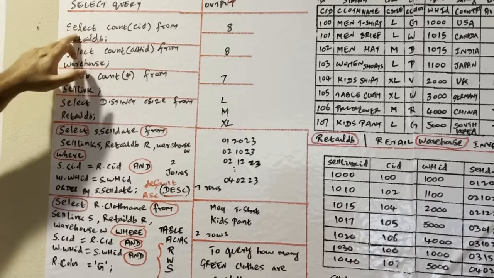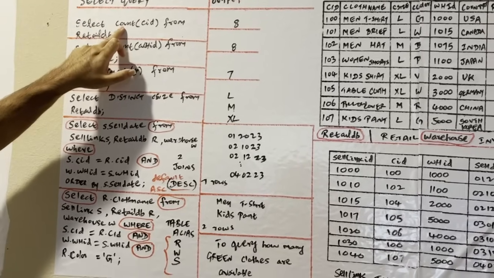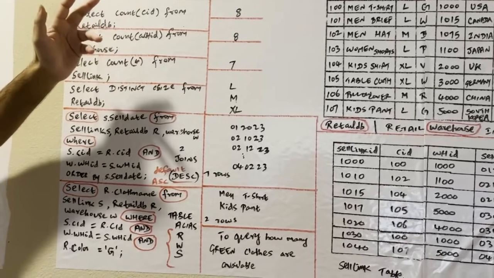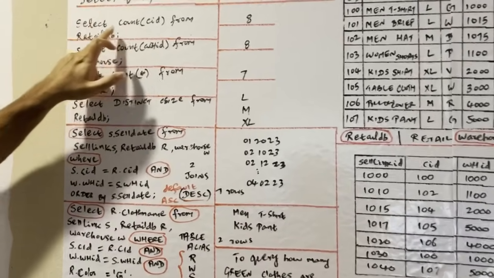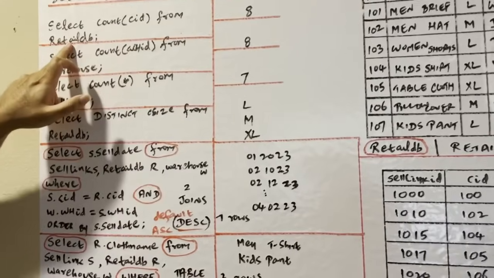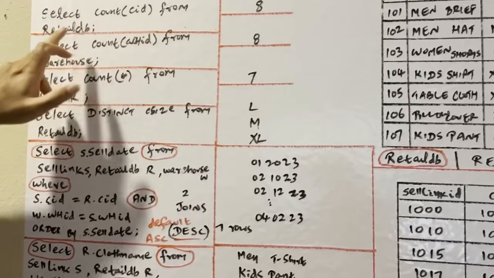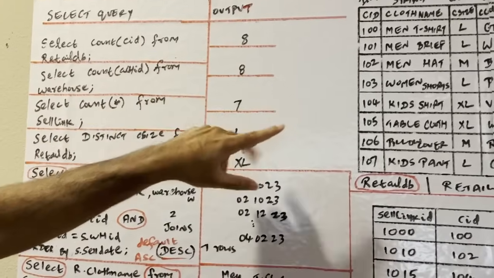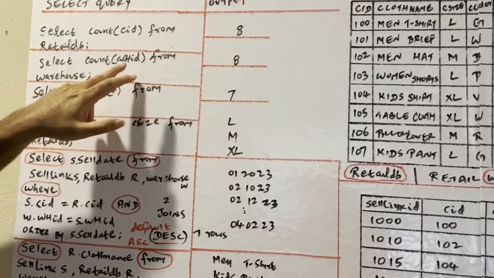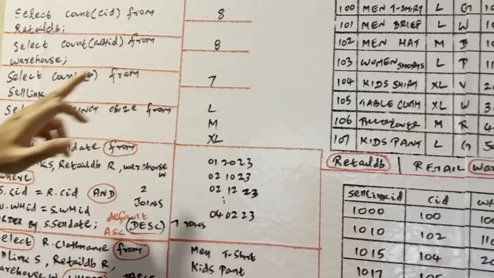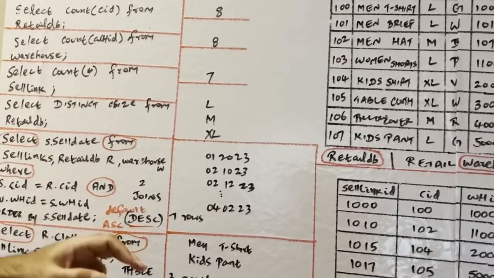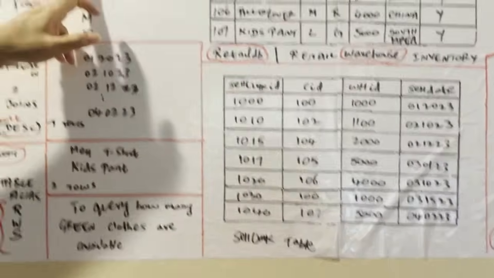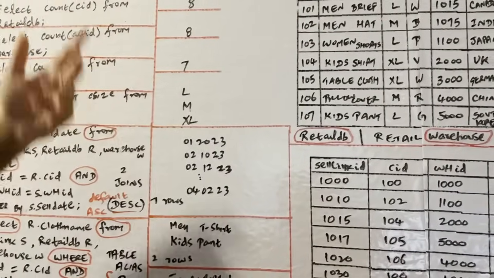Simple select. This is called a function. Oracle or any database has general functions. Select count of CID from retail DB. Select from which table? This is the output. You'll get 8 rows. Select count of warehouse ID from warehouse: 8. Select count from cell link. Let's see how many: 1, 2, 3, 4, 5, 6, 7. 7 rows. It displays the rows.